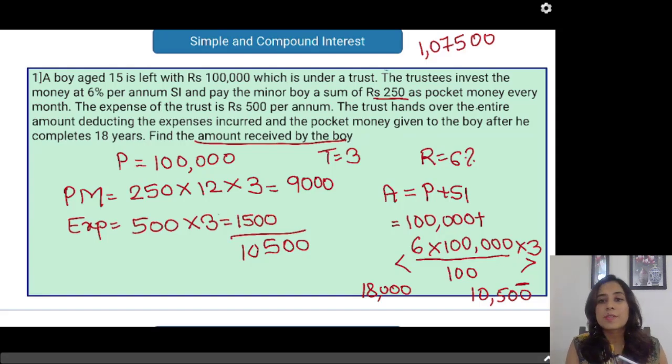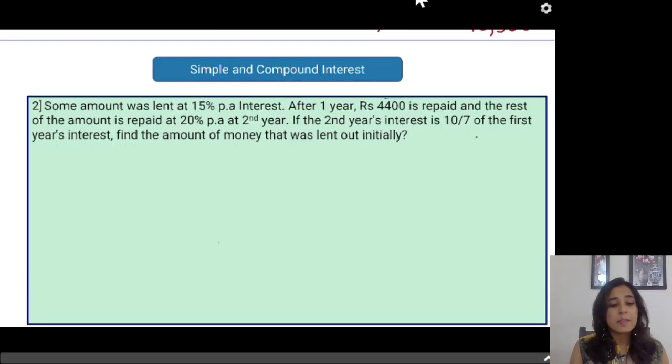I hope you guys have understood this problem. Now let us see the next question. Some amount was lent at 15% per annum interest. After 1 year, Rs. 4,400 is repaid and the rest of the amount is repaid at 20% per annum interest at the end of the second year. If the second year's interest is 10 upon 7 times the first year's interest, find the amount of money that was lent out initially. So here we have to find out the amount of money that was lent out initially. Let this amount be P. And guys, your time starts now.